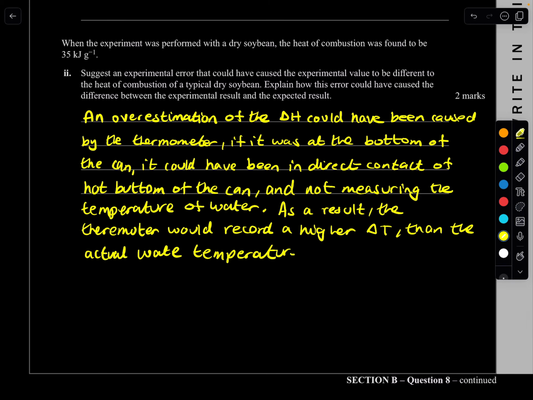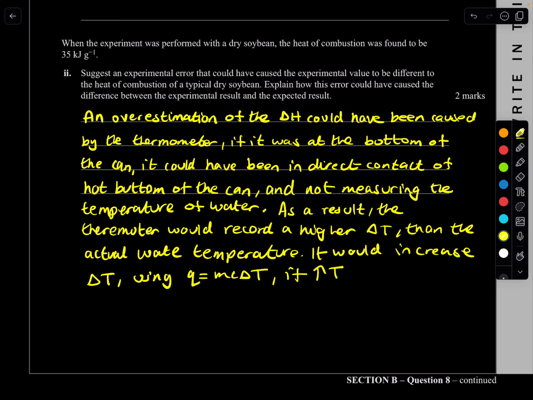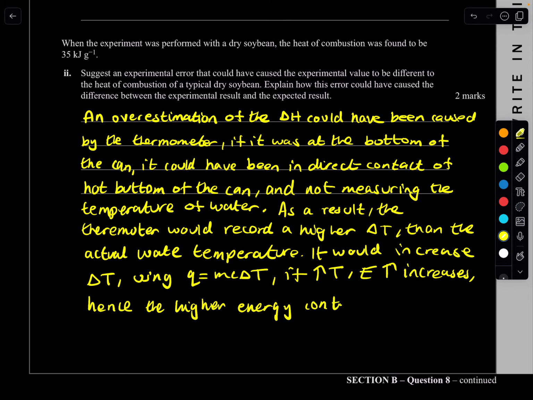Beautiful. And how would this affect the result? Explain how this error could have caused a difference. Well, it would increase the change in temperature, using Q = mcΔT. If ΔT increases, energy increases, hence the higher energy content. There it is. I think that's enough.